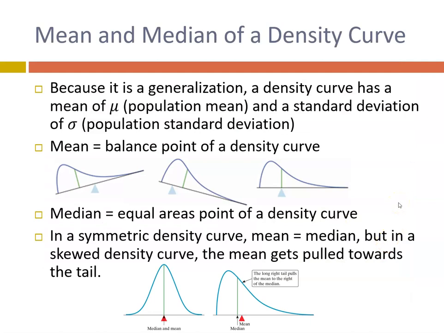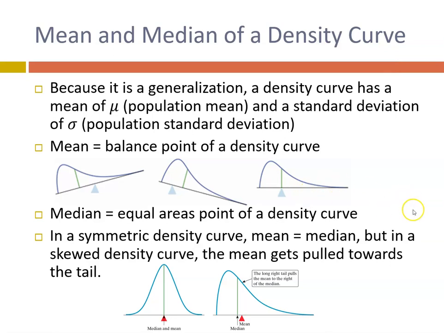Let's talk about the mean and the median of a density curve. Because it's a generalization, the density curve has a mean of mu, right? That's that Greek letter mu, which is the population mean, and a standard deviation of sigma, that lowercase sigma in the Greek, which stands for the population standard deviation.